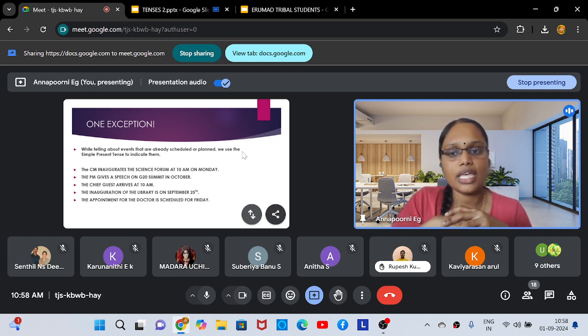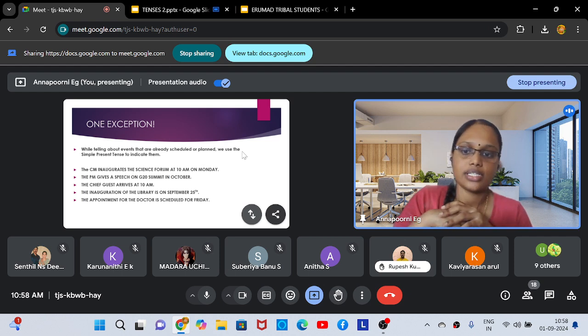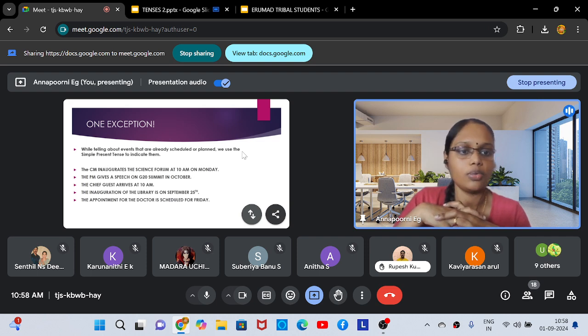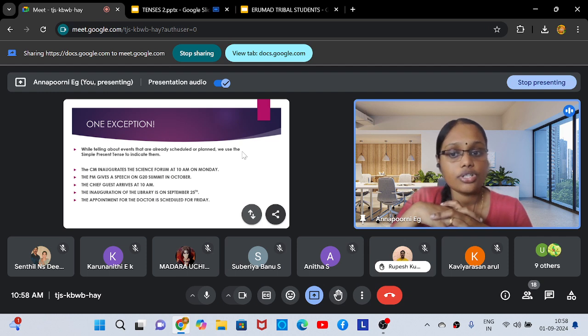Alright. Similarly, the PM gives a speech on G20 summit in October. The PM is the subject. Who is the PM? Prime Minister. Okay, the Prime Minister is the subject, gives is the V1, a speech on G20 summit in October is the object. Next, the chief guest arrives at 10 a.m. The chief guest is the subject. Arrives is V1. At 10 a.m. is the object. The inauguration of the library is on September 25th. Here, what is the subject? Can anybody identify?